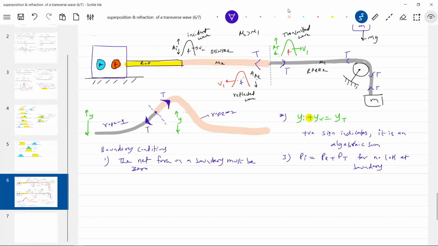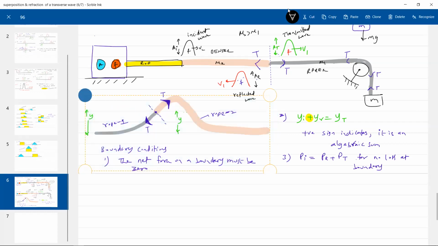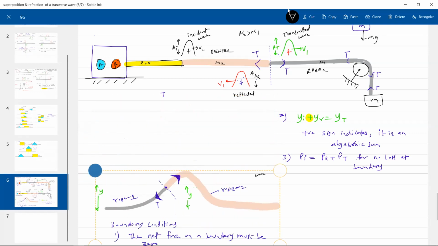I'll take it to the next page, because sometimes they may ask you this as a theoretical question.